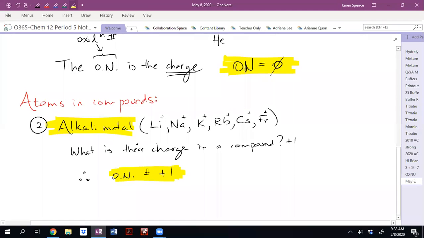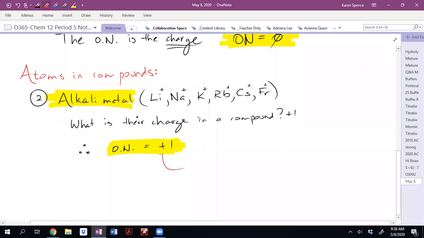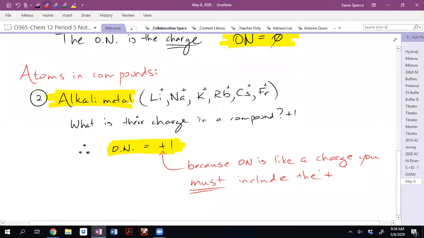Now, a lot of people will just leave off the plus, but because an oxidation number is like a charge, you must include the plus. You can't just leave it blank. Okay, because oxidation number is like a charge. You must include the plus. So it wouldn't be just 1. Okay, has to be +1.